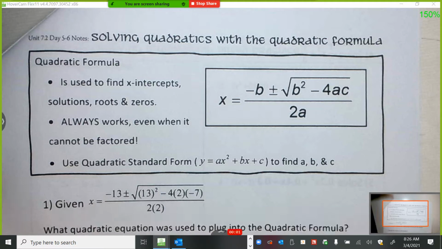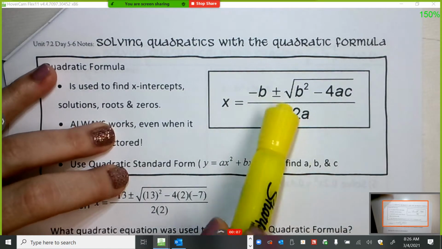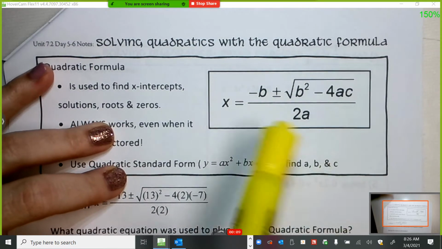Okay, so we're solving quadratics with the quadratic formula. So this is the quadratic formula: negative b plus or minus the square root of b squared minus 4 times a times c, all over 2a.